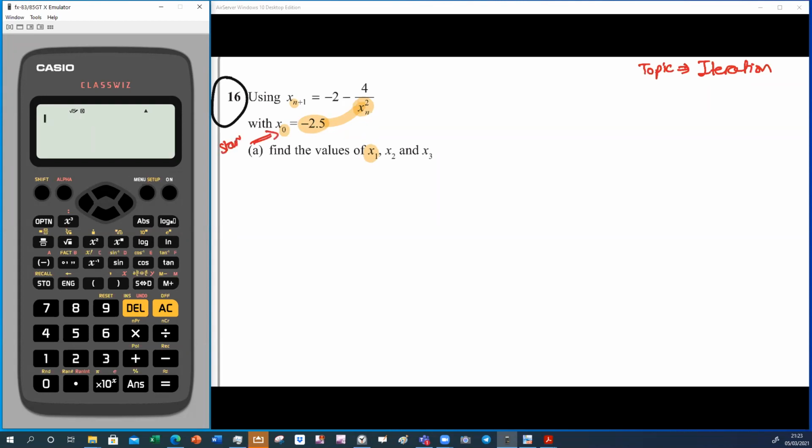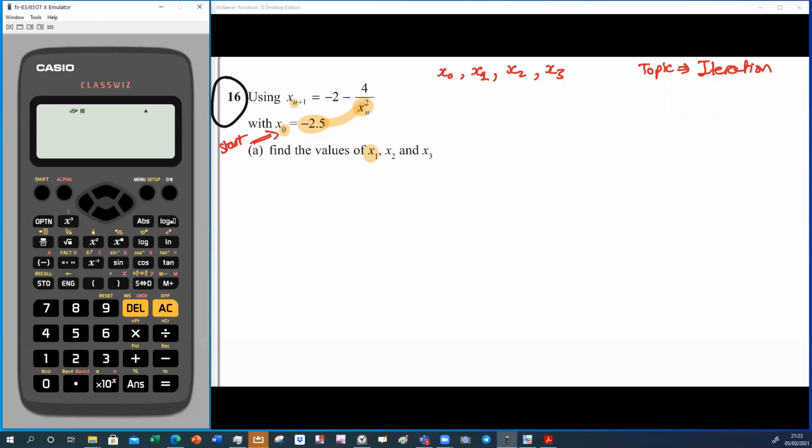So we start with x0. Just think about it like so: we have x0, then that's going to generate x1, then x1 is going to generate x2, and then x2 is going to generate x3. So these are like 3 values. We're trying to get closer and closer to the answer. So iteration. Let's start with x0.